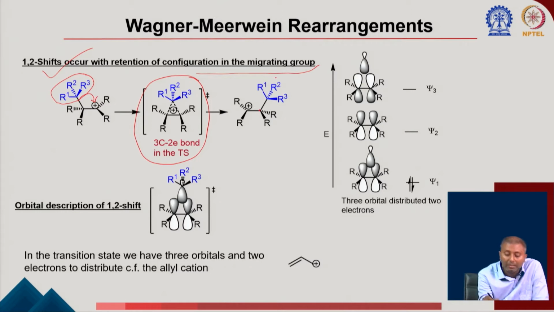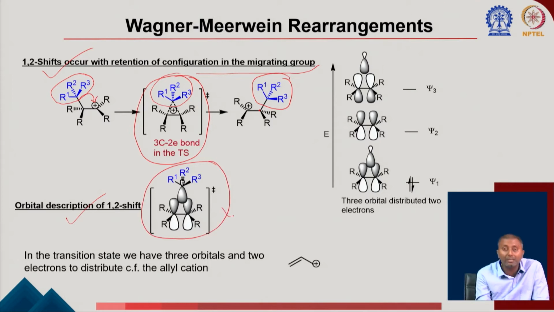So now you can see this stereo information, or this particular configuration, actually remains intact in the product. And if we try to understand this reaction through this orbital description, what is happening here is that we have 3 orbitals and 2 electrons. So, it is forming this type of bonding here.